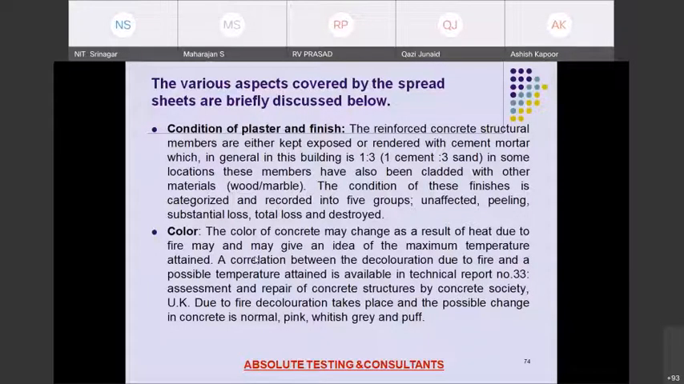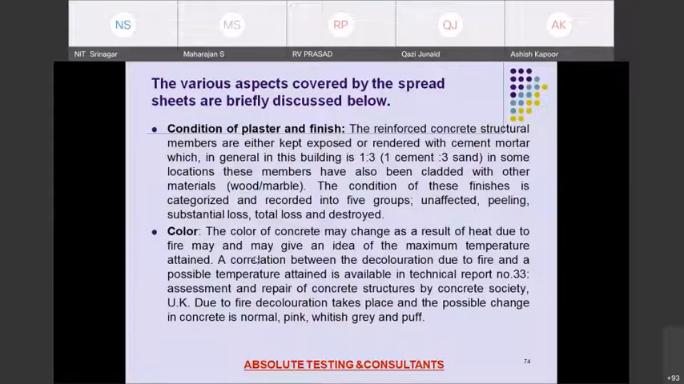The condition of these finishes is categorized and recorded into 5 groups: one is unaffected, second is peeling, third is substantial loss, then total loss, and destroyed. So this is for the external plaster condition, which we divide into 5 groups.